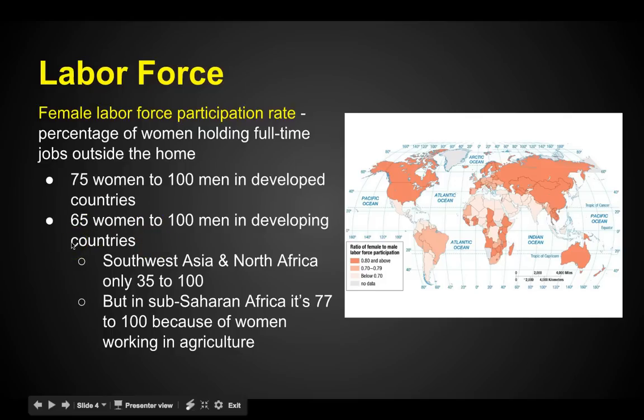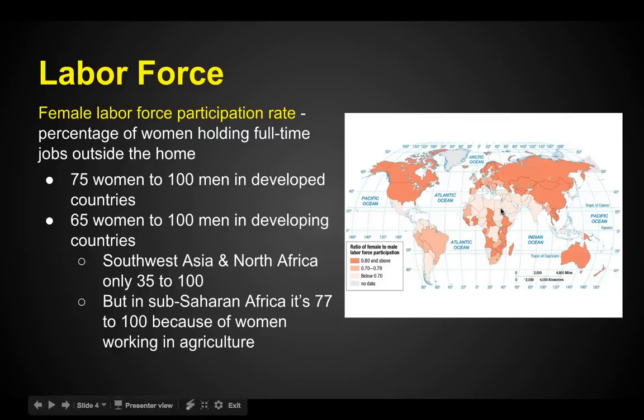Consider Southwest Asia and North Africa, where the rates are going to be like 35 women out of 100 men employed. In sub-Saharan Africa, it's actually better because you've got 77 women out of 100 men working, because what's going on in sub-Saharan Africa is they're working in agriculture, and you need both parties to feed all the mouths that are required for all the high-level families that you got going on in sub-Saharan Africa.